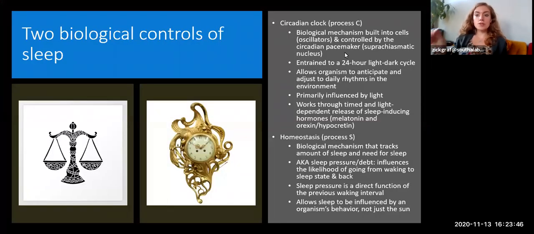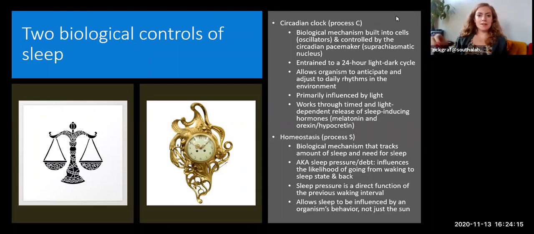Okay, so there's two mechanisms in the brain and body that help to control when we sleep and when we're awake. These are known as process C for the circadian clock and process S for homeostasis. And I'm actually not sure why it's not process H. But anyway, the circadian clock is a biological mechanism that's built into every cell in the body. This is known as circadian oscillators. This is how all of our cells, independently of each other, keep track of the passage of time and know what time of day it is.